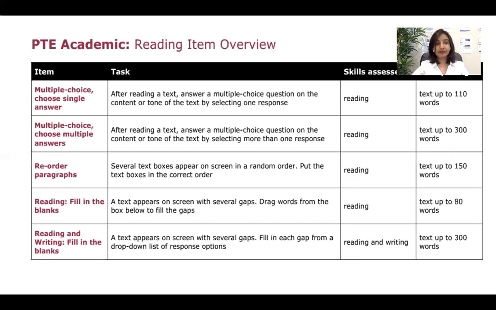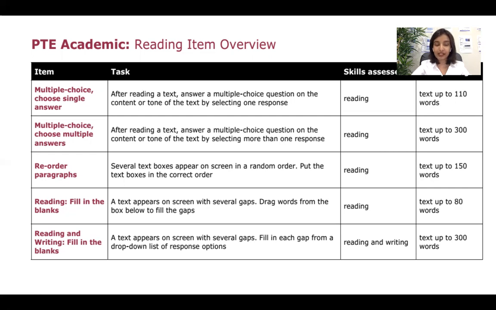For example, all these questions together. Multiple choice, you will get 2 to 3 questions. Multiple choice, multiple answer, 2 to 3 questions. Reorder paragraphs, you will get 2 to 3. Reading fill in the blanks, 4 to 5. Reading and writing fill in the blanks, 5 to 6 questions. So you would be getting a total of approximately 15 questions. And for all the 15 questions together, the computer will have 30 minutes time, which means you should complete all these 15 questions within 30 minutes. The computer will not give you separate time for each question.